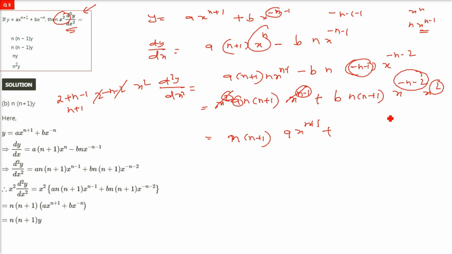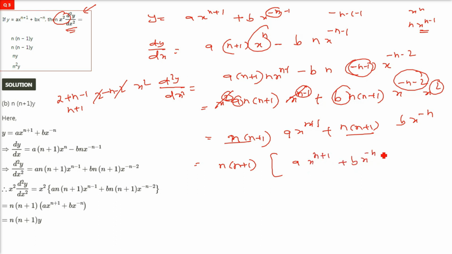Here also, you have to add 2 plus minus n minus 2. So you have x to the power minus n, which was with b when we started with y. Now n plus 1 you can take just outside, and whatever is inside, ax to the power n plus 1 plus bx to the power minus n, is nothing but y only. So you get n plus 1 into y. This is your x square into d2y by dx2. This is your answer, n plus 1 into y. So there may be some misprinting, but you know how to get the answer.